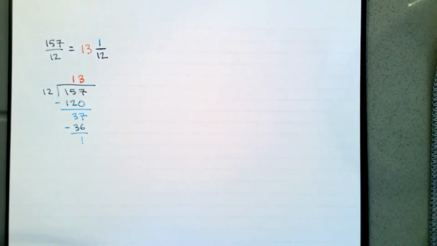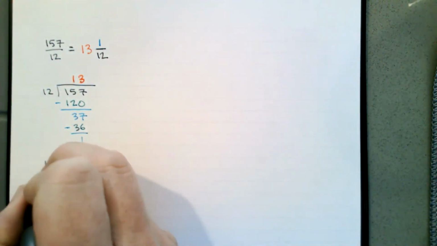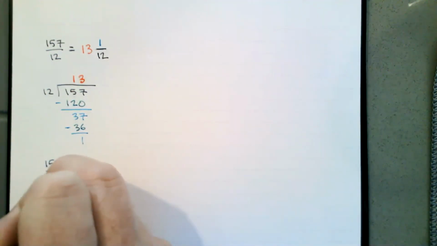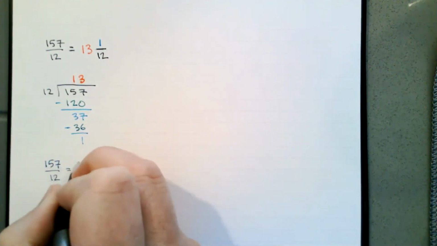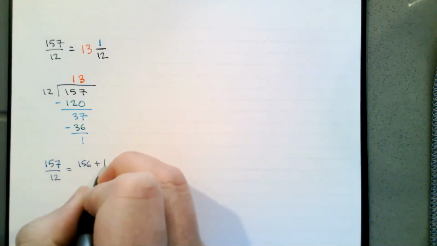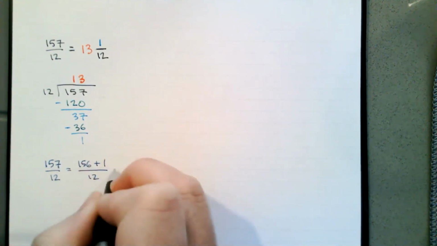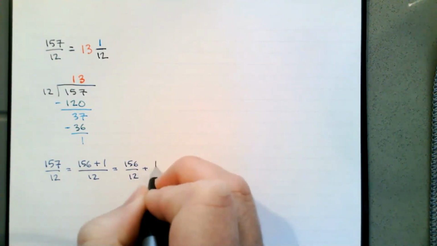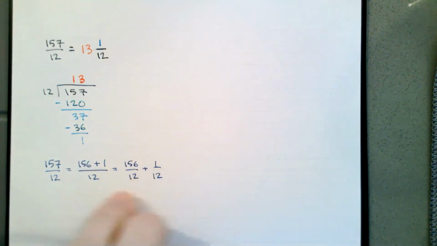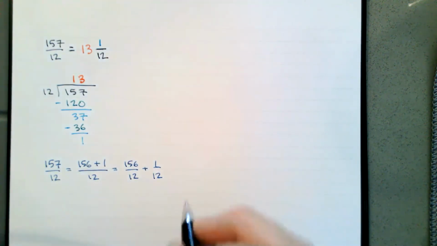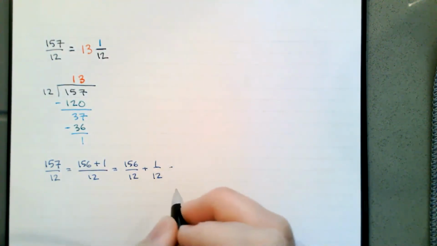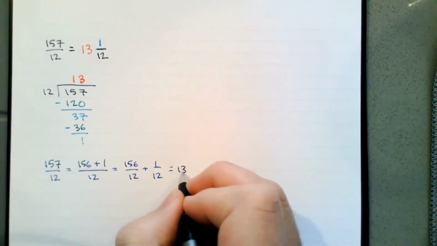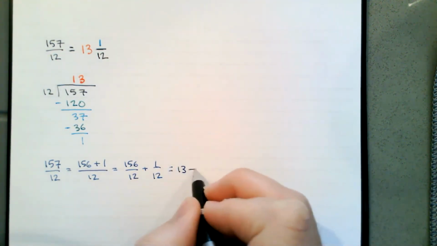We can also think in terms of the distributive property. We might look at the 157 over 12 and say, well, this 157 is just 156 plus 1. The reason that this is useful is that 156 is a multiple of 12. So I can use the distributive property to undistribute the 12 to the 156 and the 1. And then I can simplify 156 over 12. That's what we know is equal to 13 and 1/12.